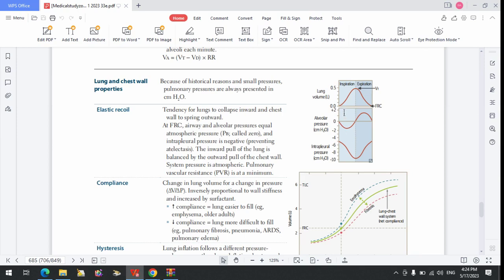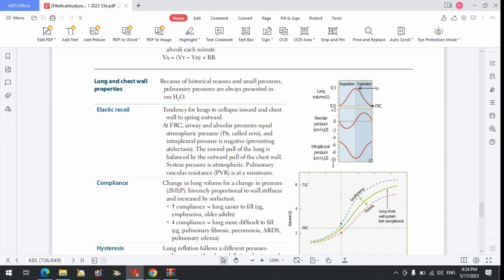Although lung volume cannot be zero, the alveolar pressure can be zero, but your intrapleural pressure can never be zero. It will always be negative, so that it can keep the alveoli open and dilated.